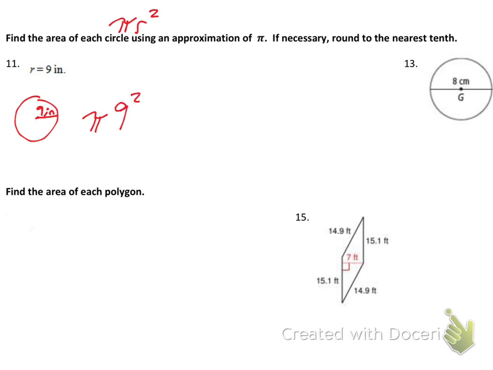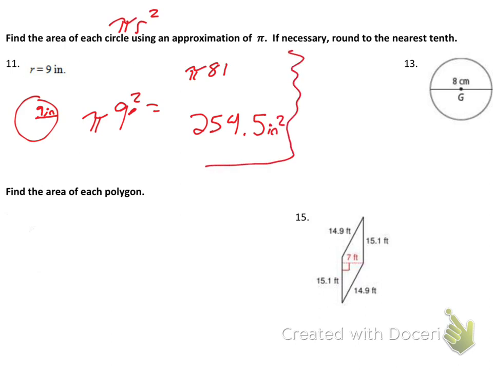Order of operations tells us that we have to do the 9 squared first. So that would be like saying pi times 81. So then 81 times pi is going to equal, let me see if I did this right. I did do it right. It's going to be 254.5 inches squared.